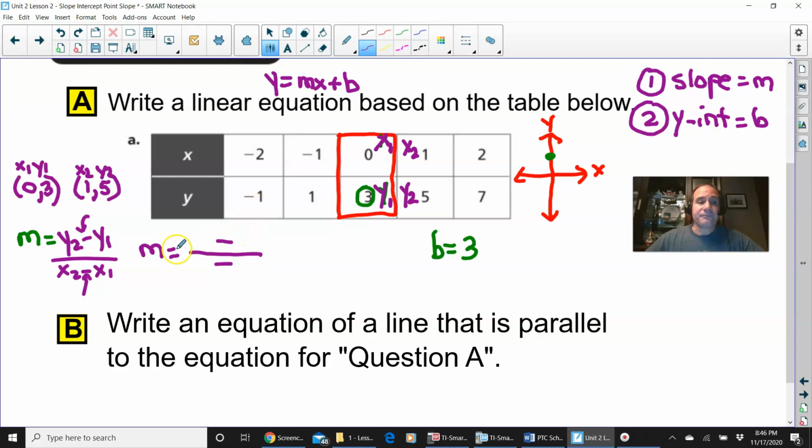Now, take a look. I have y2, so y2 minus y1. My y1 is 3. That's 5 minus 3. x2 on the bottom part minus x1, which is 0. M equals 2. 5 minus 3, 2 over 1. M equals 2. So the slope is 2.